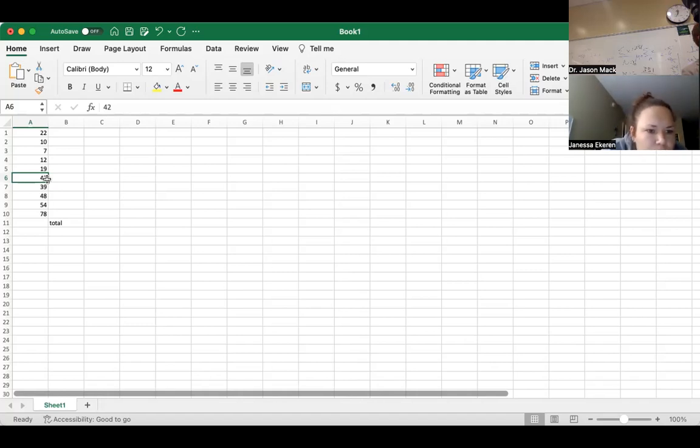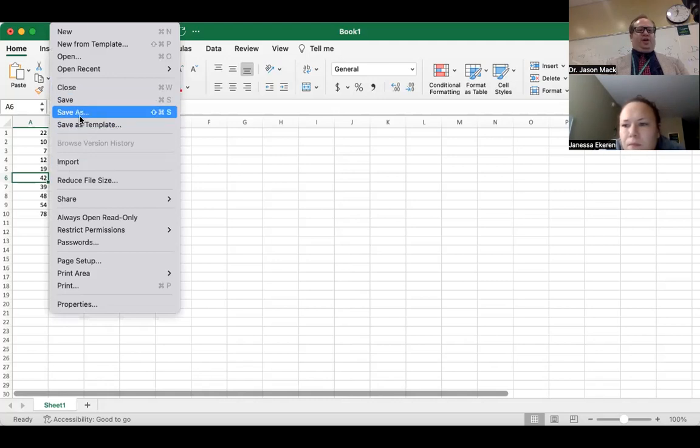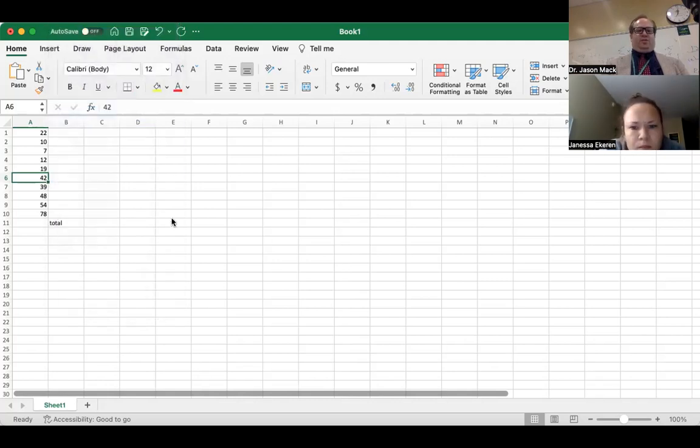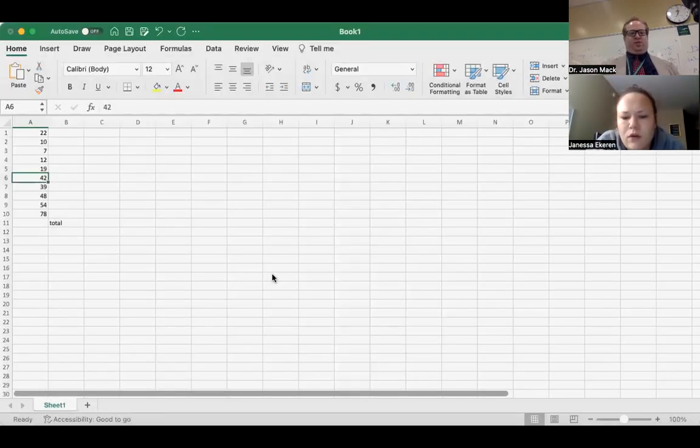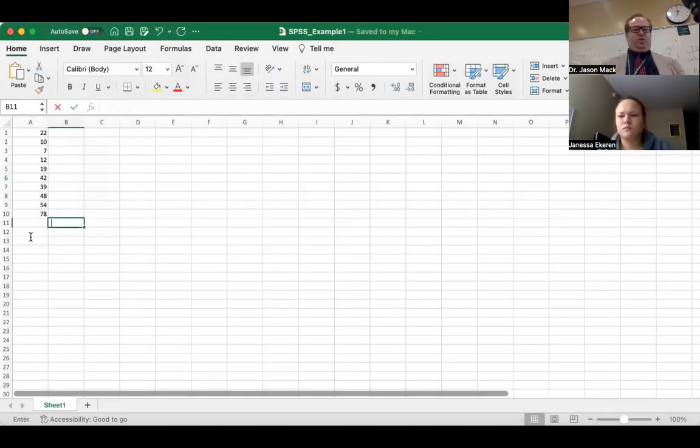Now this might break SPSS, but that's the idea. I'll tell you why in a moment, okay? So you can save this file as a workbook and call it SPSS example 1 or whatever, somewhere you can find it. And in fact, make sure you delete the total when you save it, just so you have just your numbers. That'll make sense as to why in a moment.